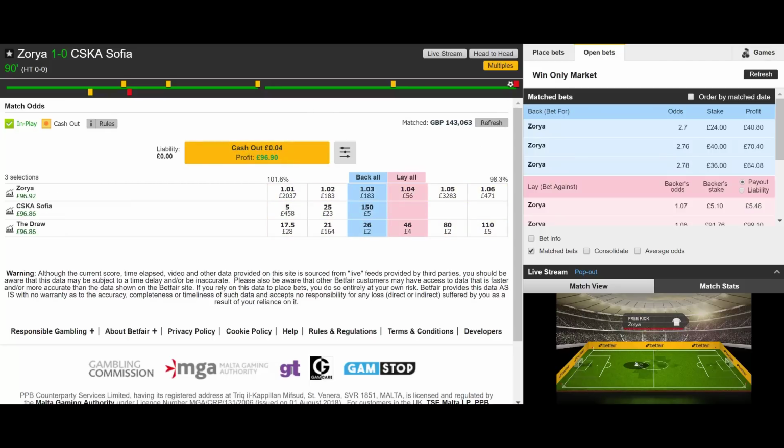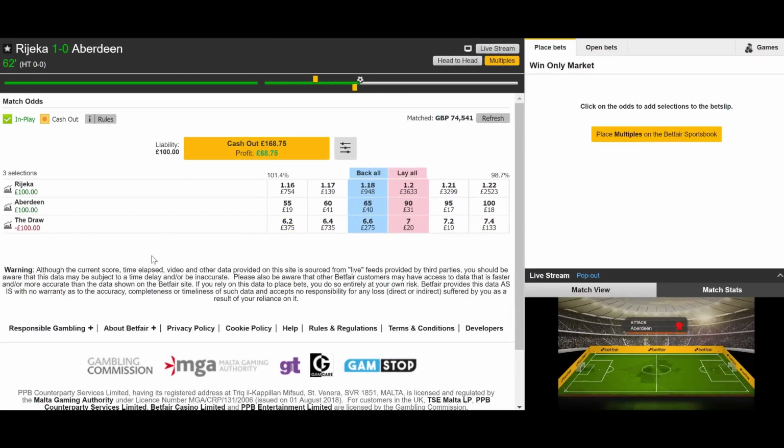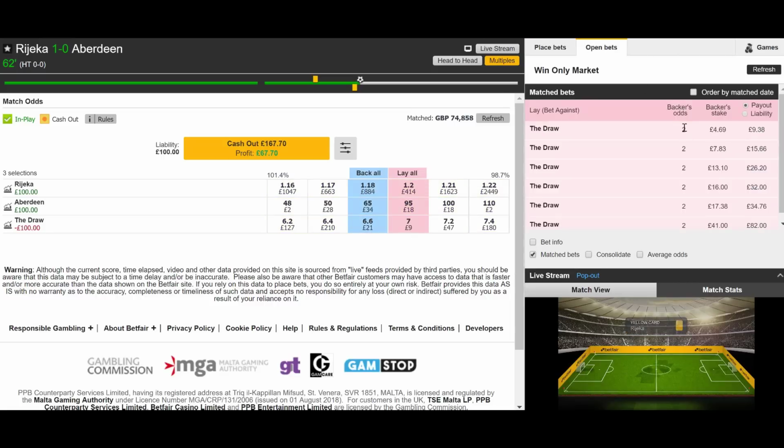Better late than never. So we're involved in this match, Rijeka against Aberdeen from the Europa League, and we got involved in a late draw trade. We actually laid the draw at exactly evens. Rijeka looking very good, a lot more dominant than Aberdeen, looking likely to score, and the price of the draw was around evens at around the 60-minute mark. I mean, look, it's 63 minutes, so it definitely seemed like a pretty good value position.